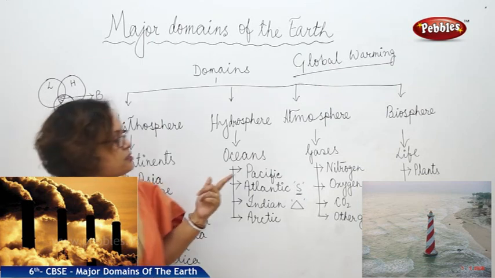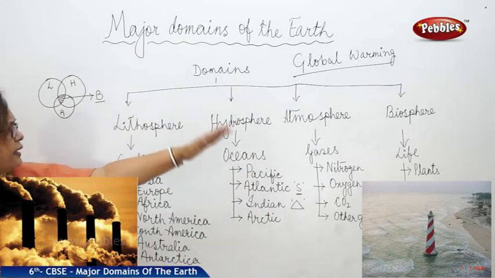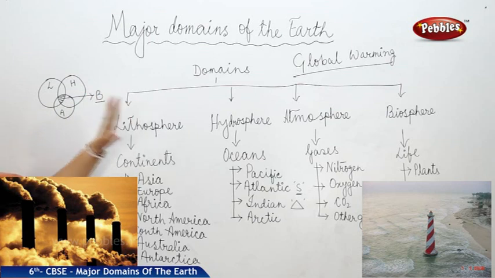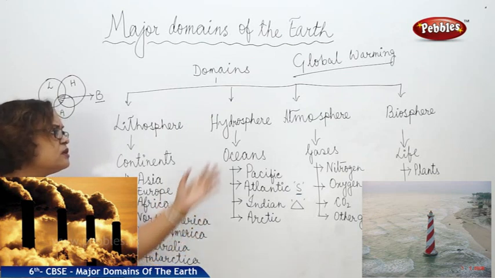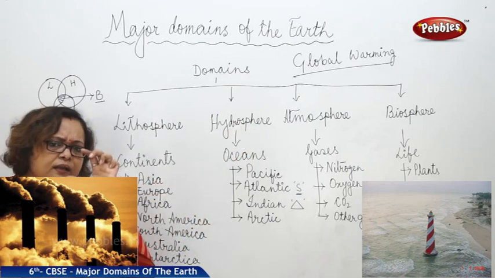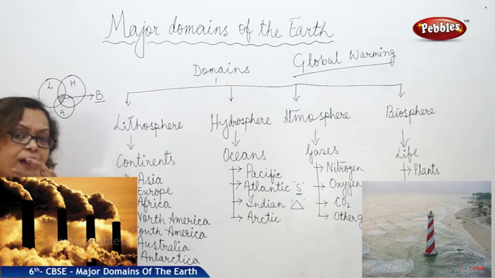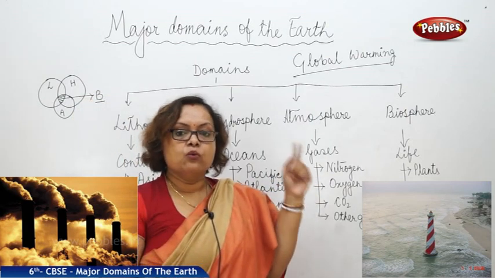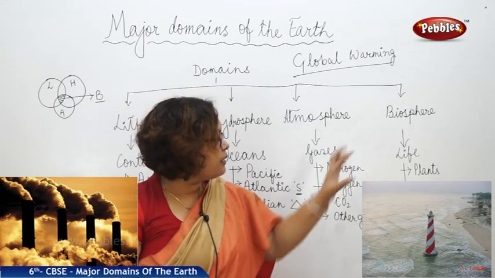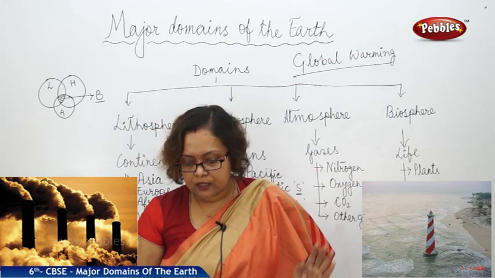Why is the biosphere important for living organisms? We cannot live on the entire part of these domains. Not all of the lithosphere is accessible. I told you, in the hydrosphere we cannot live on the oceans. In the atmosphere, only a little part is accessible to the biosphere. The part where we can live is known as the biosphere, and we need to be careful to save that part, otherwise life will be impossible.